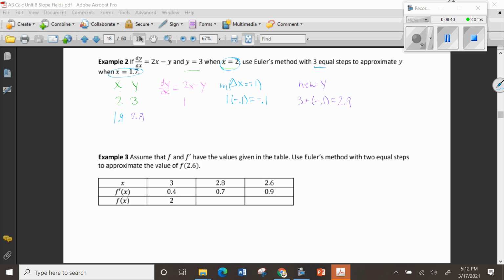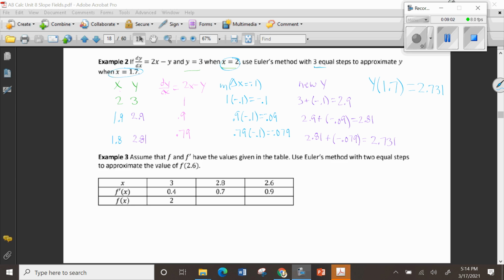And we do this process over again. So we're going to pause the video. I want you to finish out this table, and you're going to tell me what we expect to be at when we're at 1.7. So you're going to fill in this table and give me the approximation for y of 1.7.